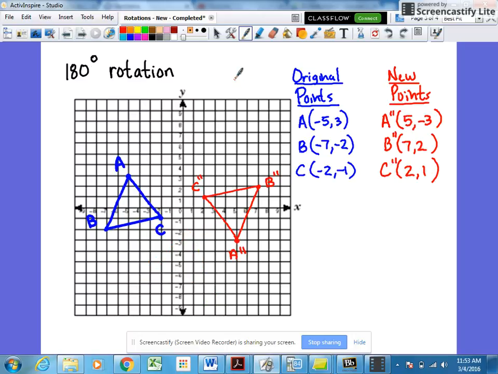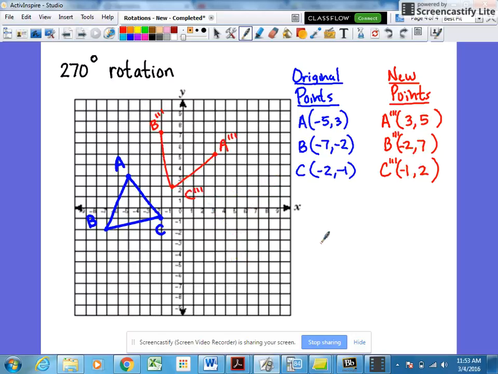For a 180-degree rotation, notice that each value, x comma y, or in this case, (-5, 3), we see the same values just opposite. (-5, 3) becomes (5, -3). (-7, -2) becomes (7, 2). (-2, -1) becomes (2, 1). We've applied those rules. Whatever (a, b) is turns into (-a, -b). Also notice 180 degrees would indicate two quadrants. So here, this C has gone from quadrant 3 to 4 to finally 1. A has gone from quadrant 2 to 3 to 4. Each one is moving two quadrants.